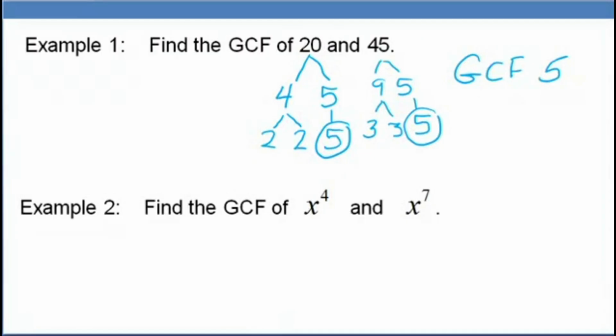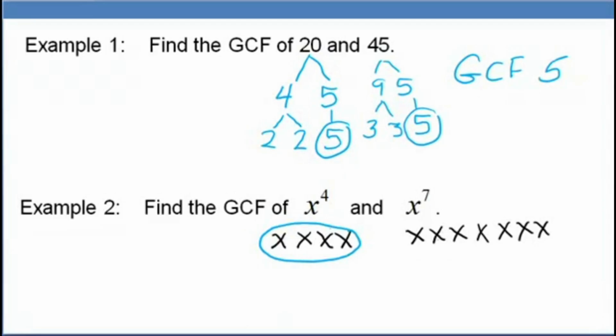Next, we'll find the GCF of some variable terms, x to the 4th and x to the 7th. For this first problem, we'll write them out. So if we write out x to the 4th, it's 4 copies of x. And x to the 7th would be 7 copies of x. And then we will pick the part that's the same. So we have x in each one. So we have this many x's in x to the 4th. And that's all we can take out of the other one because remember, they have to be common. So our x to the 4th is going to be our GCF.